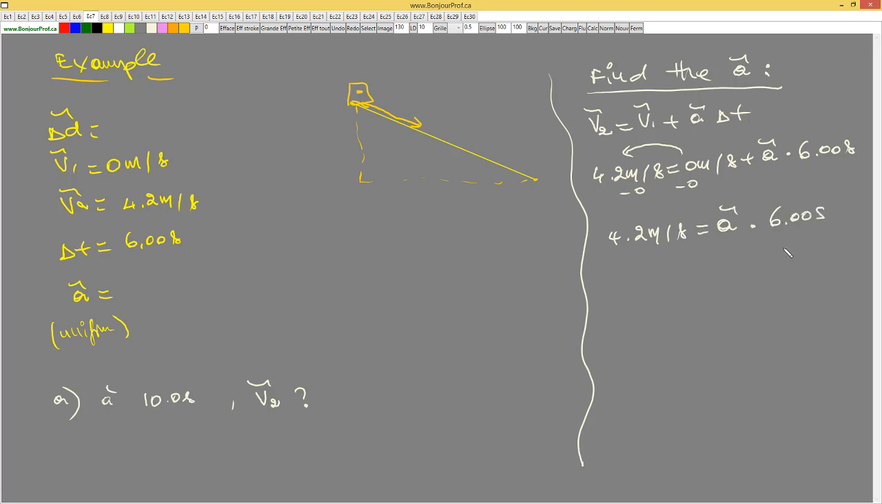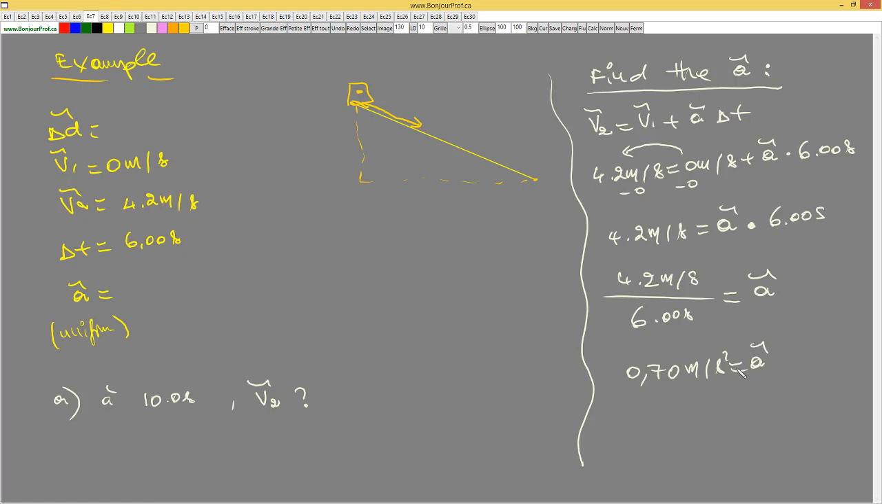You have to bring it to the other side. What are you going to do to bring it to the other side? Yeah, by division. What are you going to divide? Good. 4.2 meters per second divided by 6.00 seconds. Why am I dividing? Because I have multiplication, and the contrary of multiplication is division. And I will have A here. So it gives 0.7 meters per second. I have two digits, so I'm going to keep another 0 here. Meters per second squared equals A.